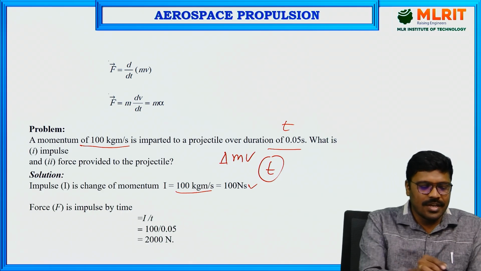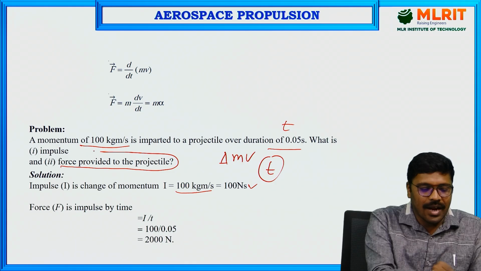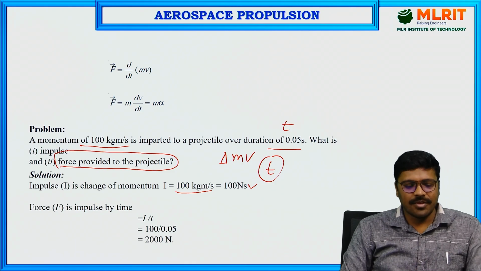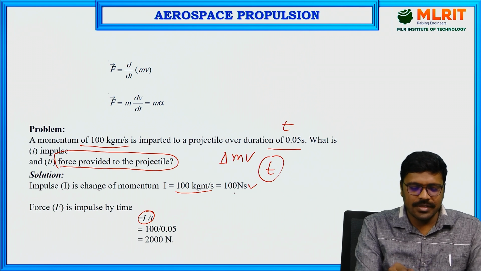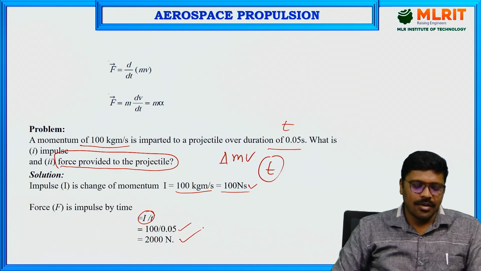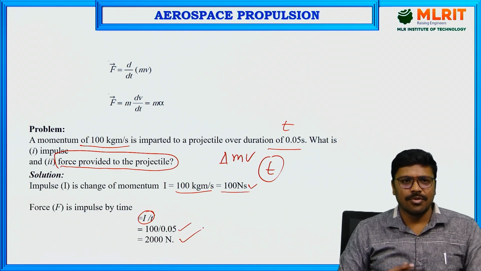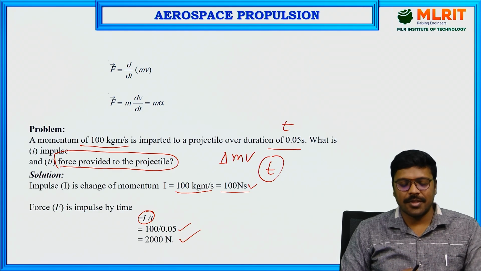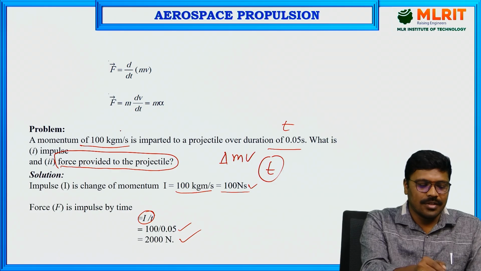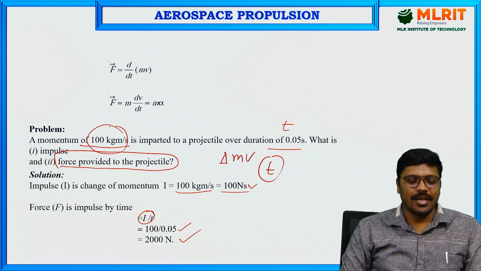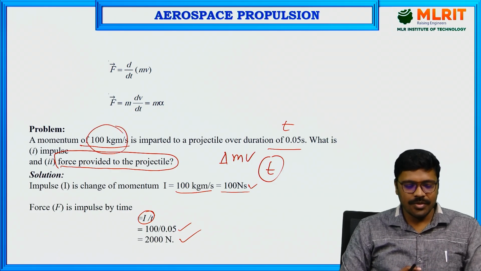Next, it is asking us to calculate the force acting on the projectile. So what is force? Impulse per time. We already got the impulse, that is 100 Newton second. So 100 divided by 0.05 gives 2000 newtons. So a 2000 Newton force is applied on the body so that the momentum has reached 100 kg meter per second. So this is the problem.